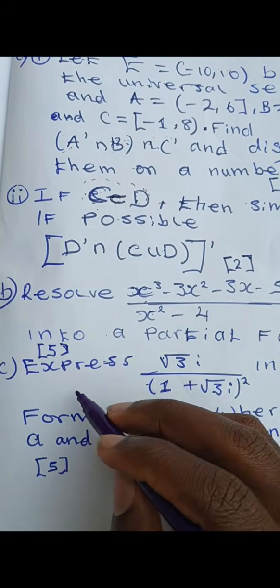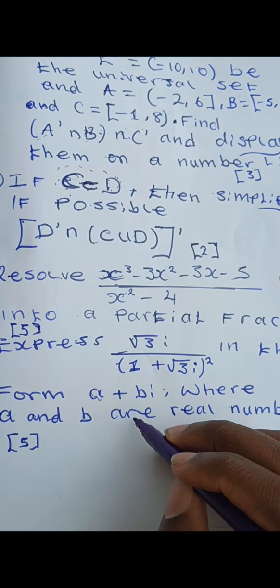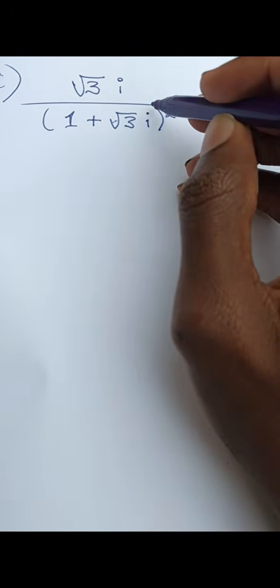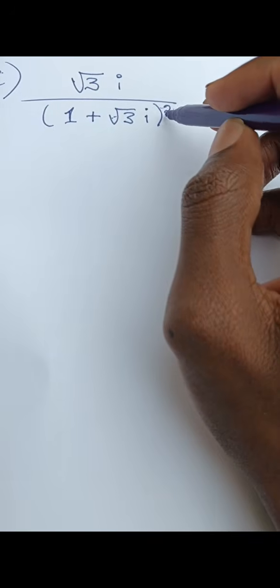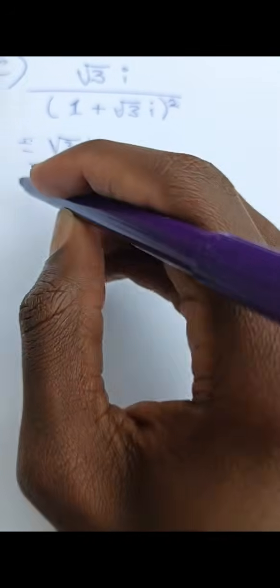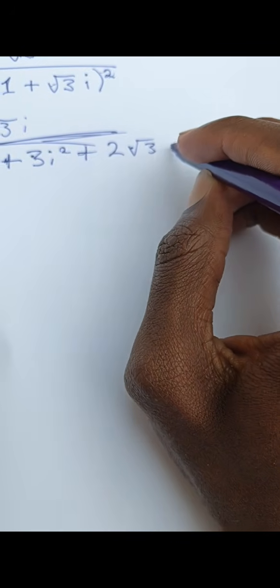All right, so we have this one. Express this in the form of a plus bi, where a and b are real numbers. So this is very simple. All right, so we have this question. The first step is you're going to expand the denominator because it's raised to the power of 2. So we have square root of 3i over, when you expand this, 1 plus 3i power 2 plus 2 square root of 3i.